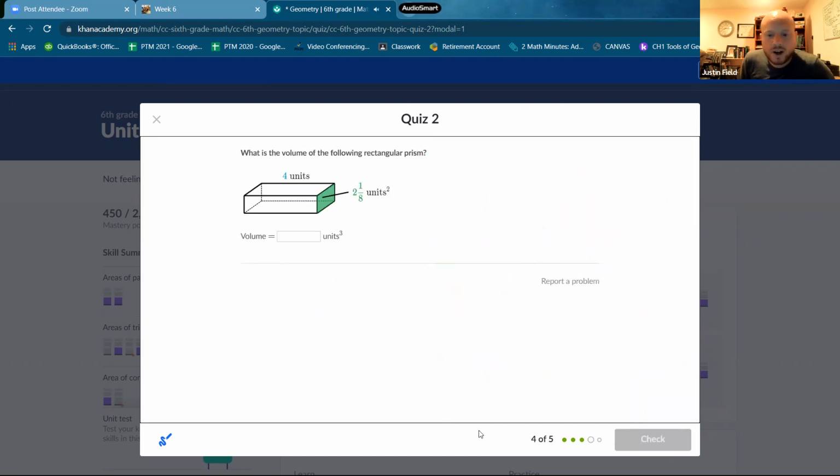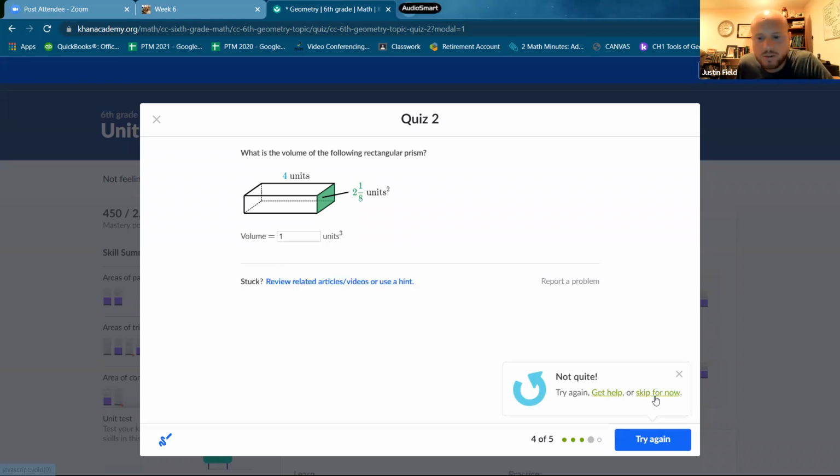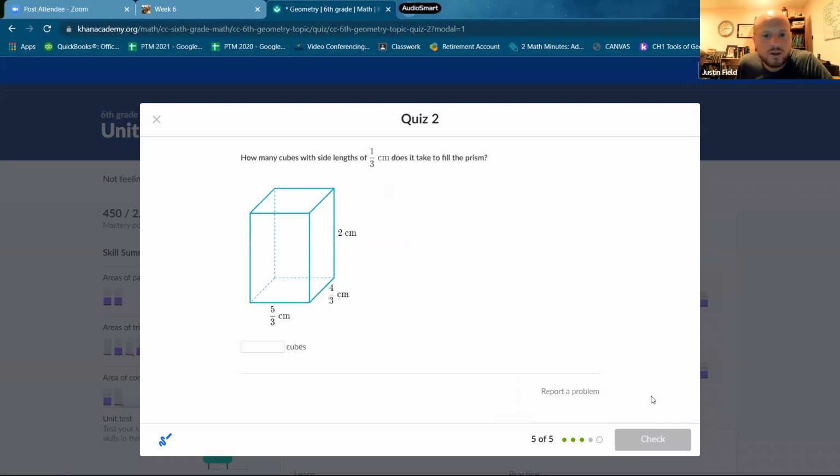Okay, so you can find the volume: length times width times height. Go for it. Oh, this one though is a little tricky. They gave you the area. That's what I was talking about, the base area. So they gave you that, and then you just multiply that by 4. You get it. You don't need it for that. How many cubes? Okay, so for this one, what you're going to want to do is find the volume. And then how many cubes can we put in with side lengths of 1/3?